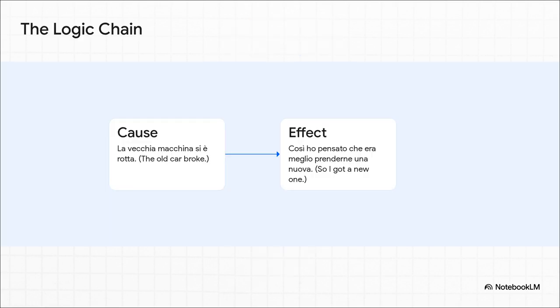And check this out. The logic is laid out perfectly for us. Step 1, the old car broke. Step 2, so I thought it was better to get a new one. That little word così, which means so, is our big clue. It's a signpost. You want to keep an eye out for words like perché, because, dunque, therefore, and così, so. They're basically big flashing signs that point directly to the why.